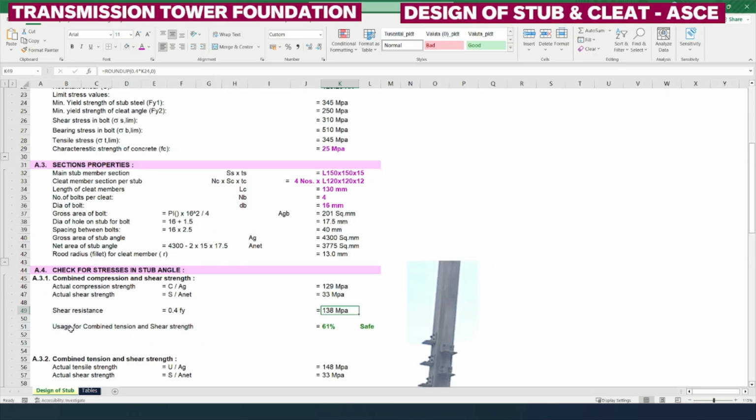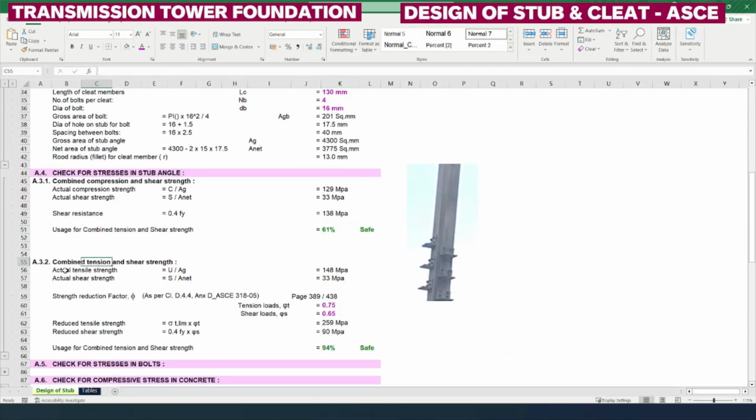Now we need to calculate the combined compression and shear strength usage factor. That is the actual compression divided by the yield strength of steel, plus the actual shear strength divided by the shear resistance. So it is coming to 61%, then we can call it safe, because any usage factor greater than 1 or 100% is unsafe.